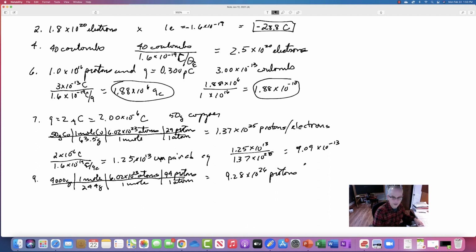And if you multiply that by this charge per proton, or per equivalent, then that will give you the charge, which, if these were all unpaired, would be 1.48 times 10 to the 8th coulombs. A huge charge if they were unpaired.